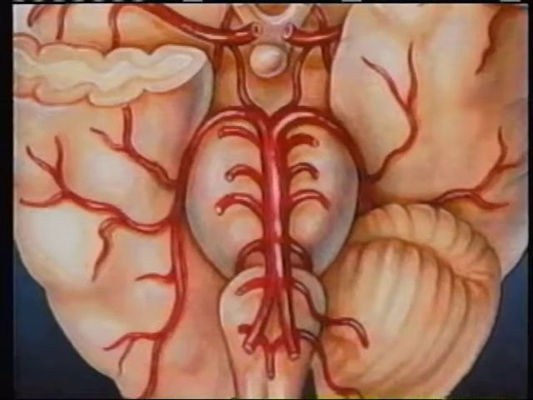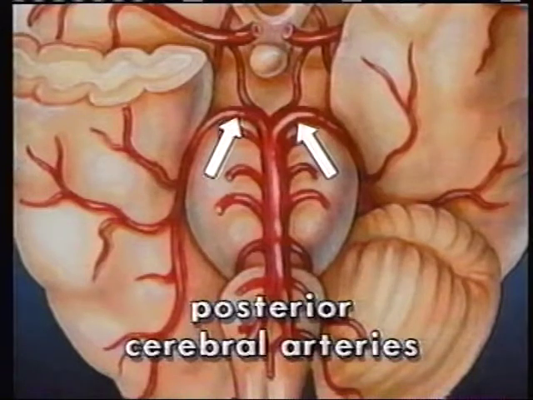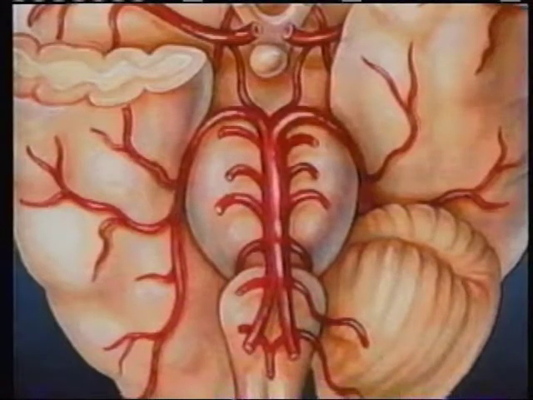The basilar artery lies on the anterior surface of the pons and provides blood to the pons, cerebellum, and inner ear. It divides near the junction of the pons and midbrain into paired posterior cerebral arteries, which distribute blood to the occipital and inferior temporal lobes of the cerebrum.